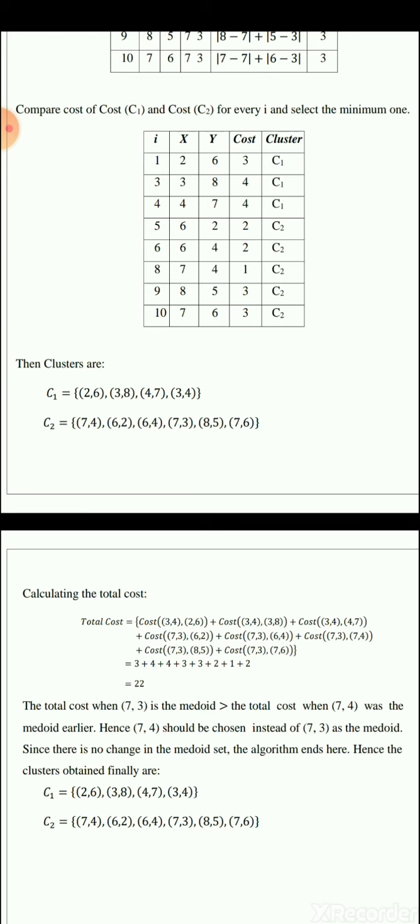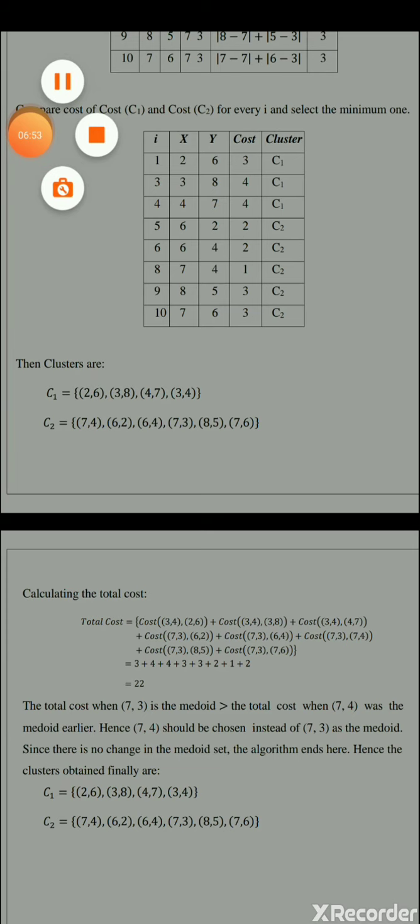Hence the clusters obtained finally are: C1 is 2,6, 3,8, 4,7, 3,4, and the C2 cluster is 7,4, 6,2, 6,4, 7,3, 8,5, 7,6.